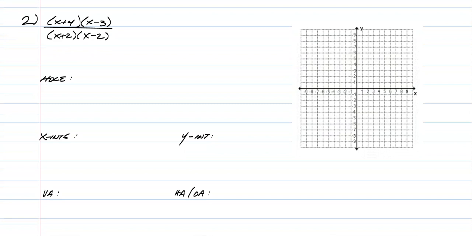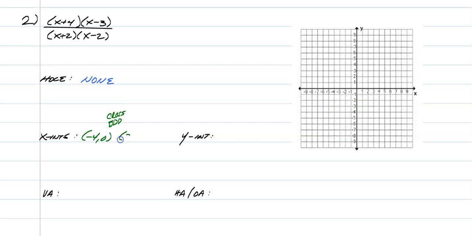Why don't you pause the video and give this one a try and see if you can come up with the correct graph. Okay. Hole. There is none. Again, nothing canceled. None. X-intercepts. So if you set the numerator equal to 0, for your x-intercepts, you should have come up with (-4, 0), and you should say that it is odd, which means it crosses.